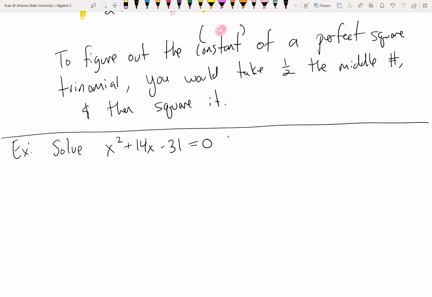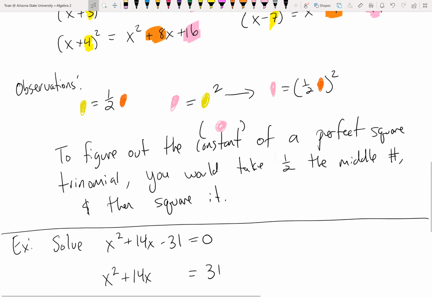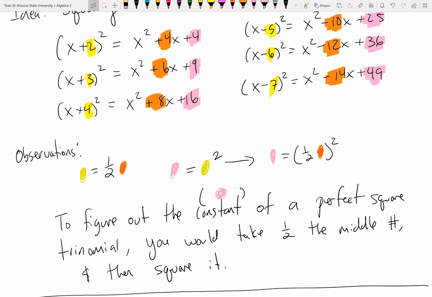And this is how it goes. What you want to do is get rid of the regular number because we want to fill in our own number there. So the first thing we're going to do is add 31 to both sides. But I'm going to deliberately leave a gap because I'm going to fill something in this gap here. Well, what am I going to fill? To complete the square is to figure out what these pink numbers are.